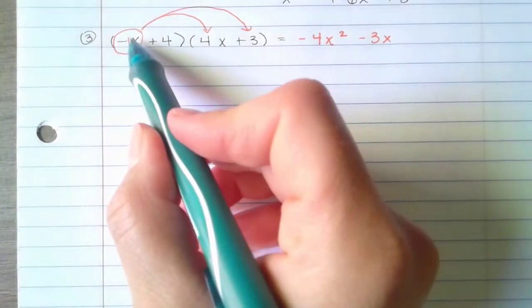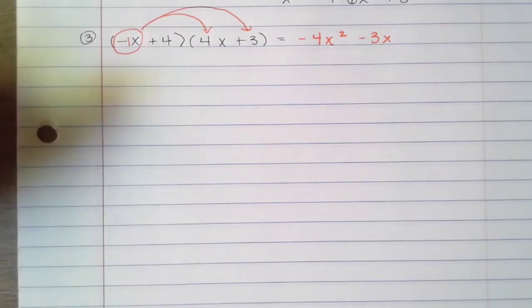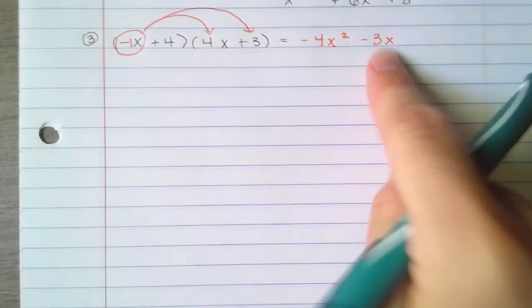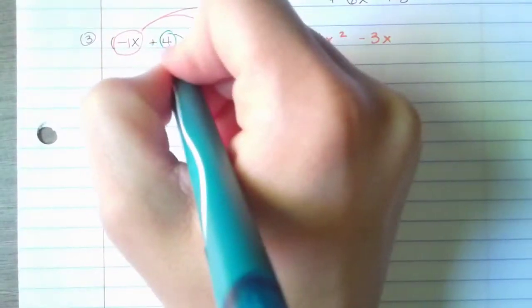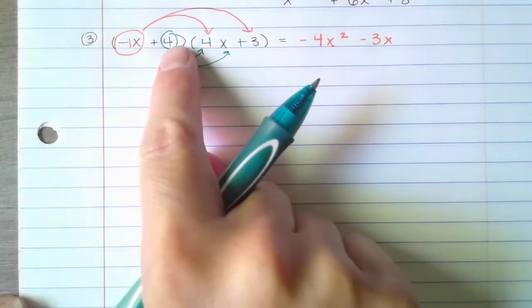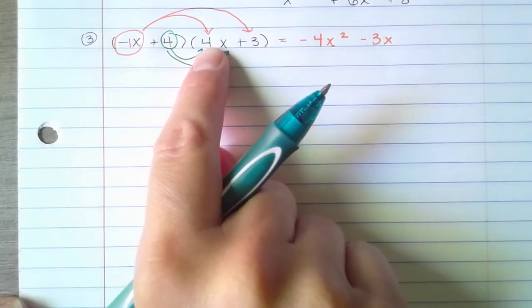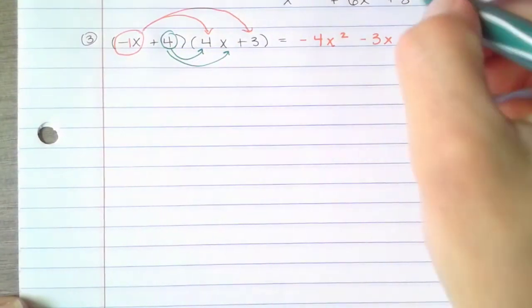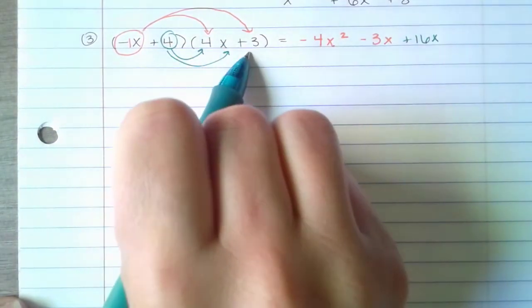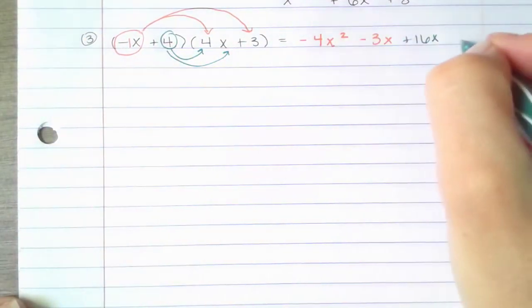We're going to pretend that it goes away, but we already did it. We already took care of that negative x. It's already multiplied in. We just need to take care of this 4. And this one's a little bit easier. 4 times 4x is 16x. And then 4 times 3 is 12.